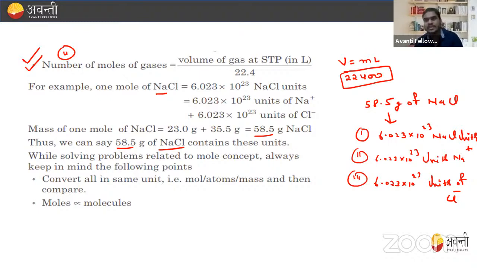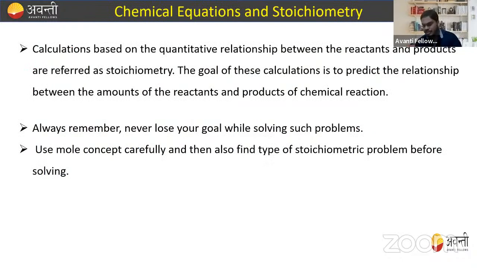And always remember one thing, mole is directly proportional to the molecules. So if the number of moles increases, then the number of molecules also increases, right? So these are simple formulas for calculating this. These things are very important, and they are basically asked when numericals come, you have to use the relation between these, right? So these relations are basically used.